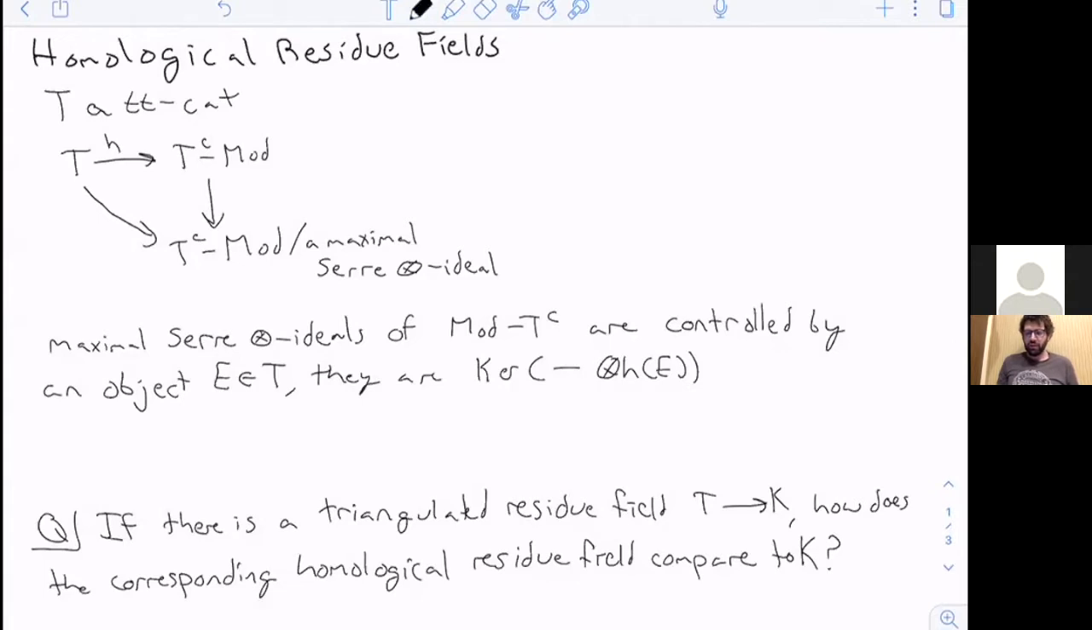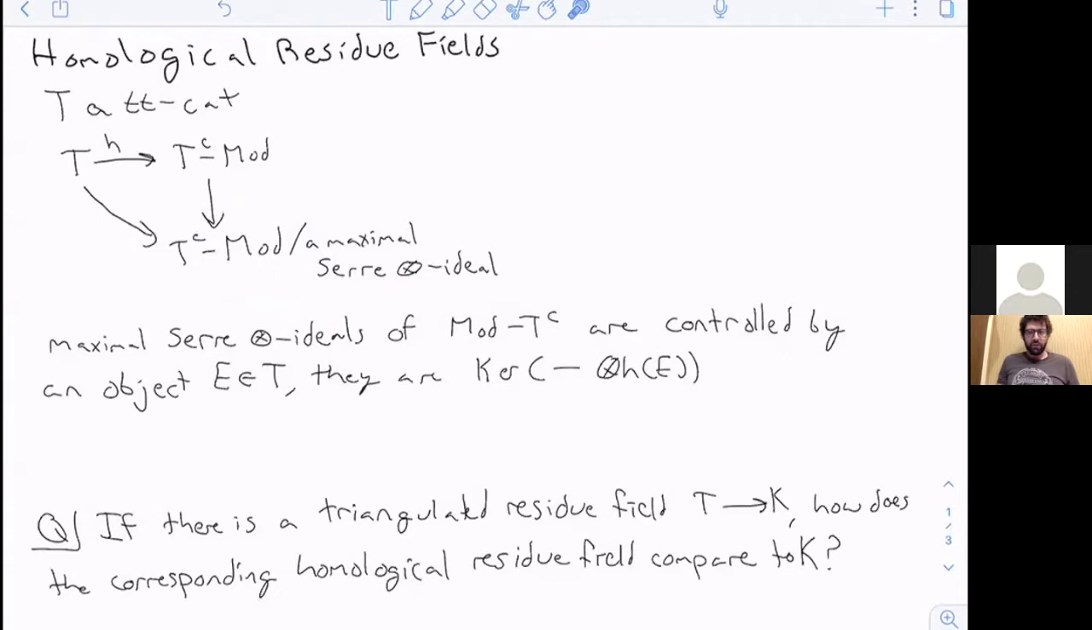Given a tensor triangulated category T, you can take the restricted Yoneda embedding of T into the TC modules, where TC modules is the abelian category of additive functors from the compact part of T to abelian groups. Since this is an abelian category, you can then quotient by a maximal Serre tensor ideal, and the resulting object is called a homological residue field.